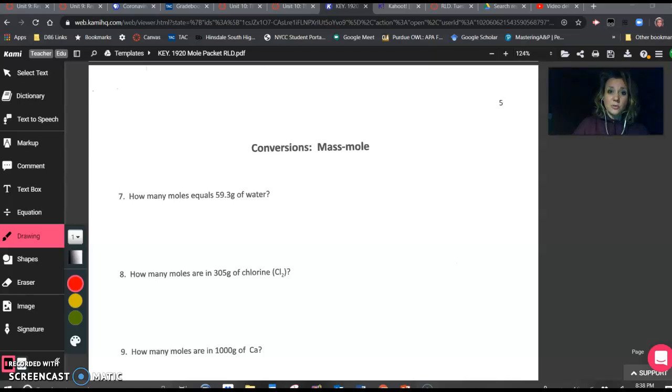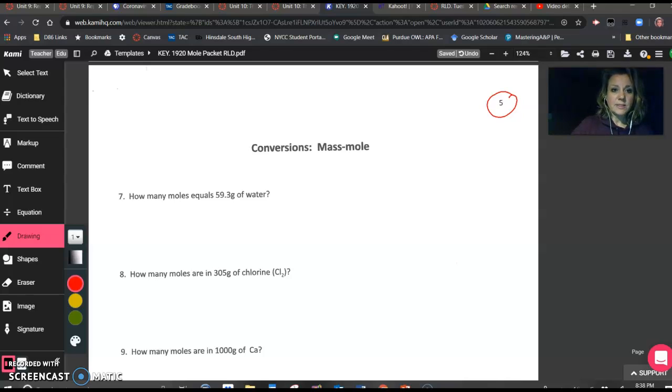But now we're going to go in the opposite direction. Now I'm going to give you the mass of a substance in grams, and you need to convert that to moles. So you'll notice that I have switched over to page 5 in the packet, so go ahead and scroll to that page. And I'm going to do 3 problems on this page for you.